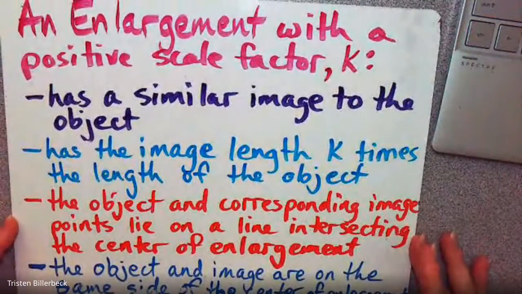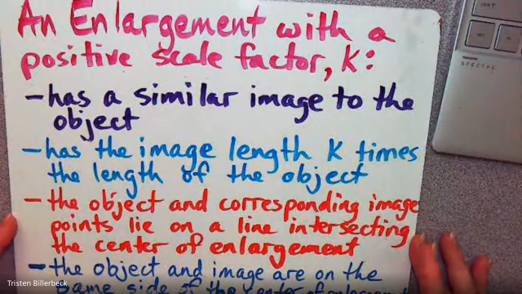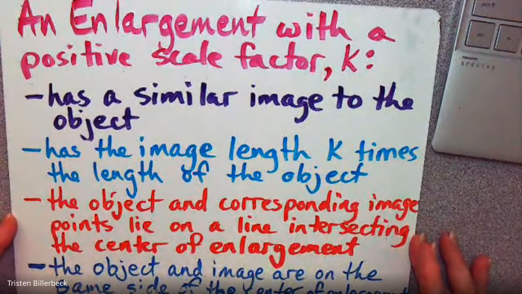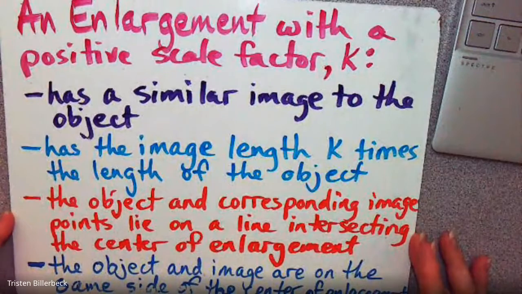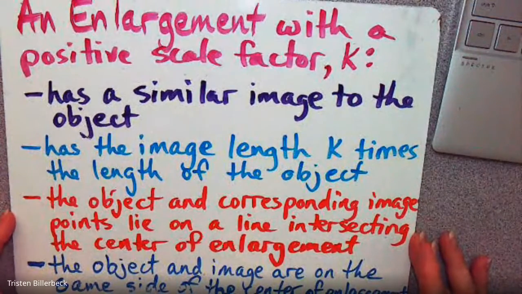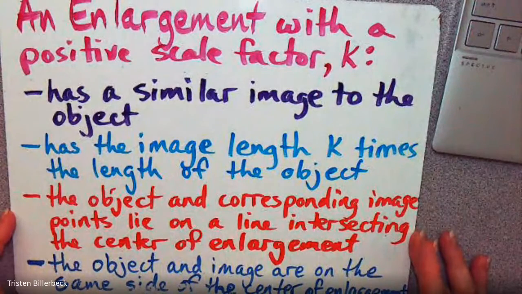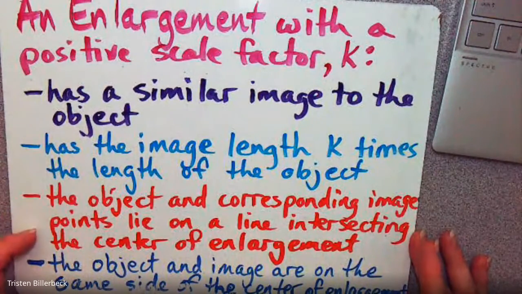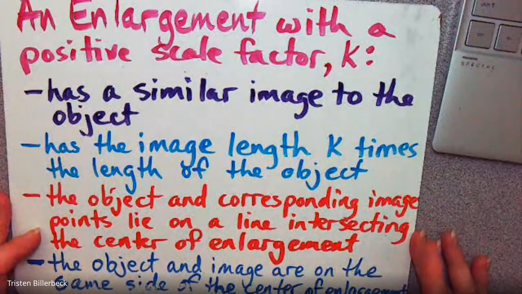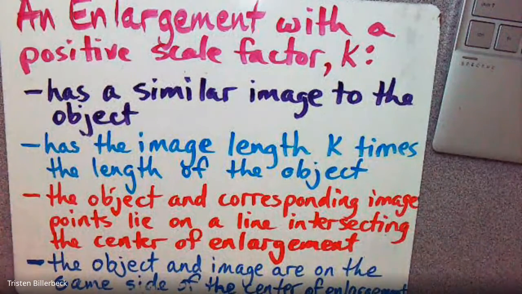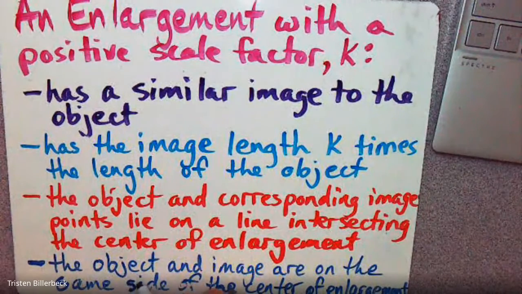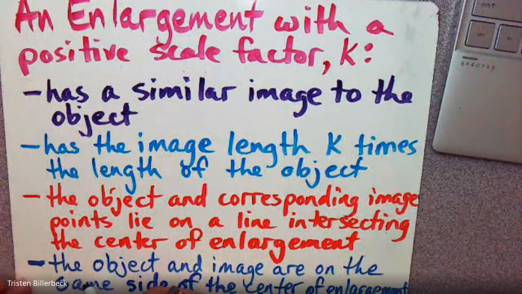Okay, so an enlargement with a positive scale factor has a similar image to the object, as has the image length k times the length of the object, and the object and corresponding image points lie on the line intersecting the center of enlargement. So we just saw that we made this line and all the corresponding points lay on a line that intersected the center of enlargement. Okay, so that was kind of cool.